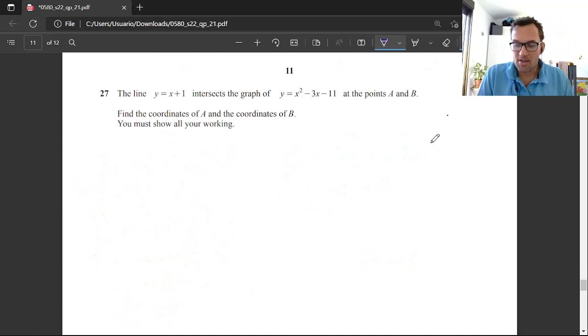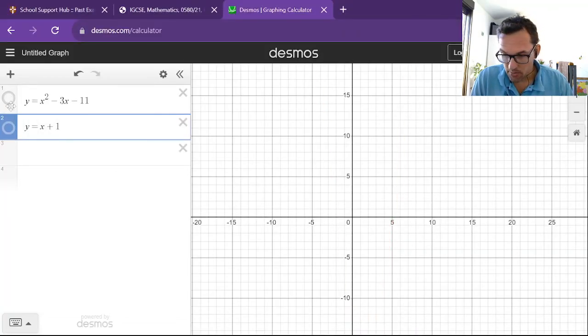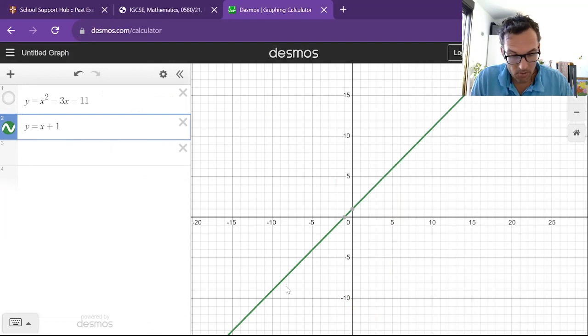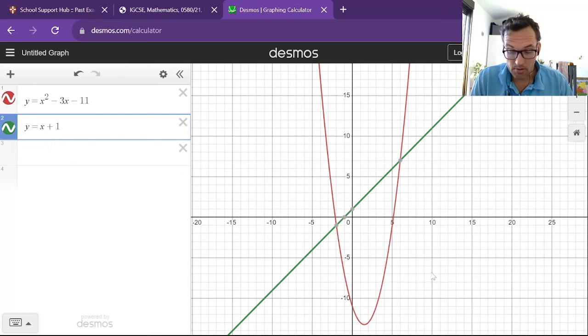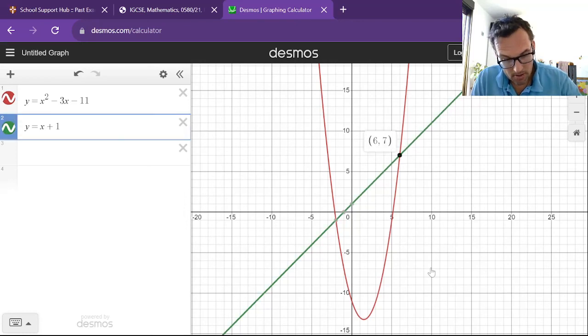And you're going to do it. Question 27, we've got a line y equals x plus 1 and a quadratic graph. So let's see what that looks like. Okay, so here we go. First of all, we've got the line y equals x plus 1. There it is. And that intersects, which means it crosses, the curve y equals x squared minus 3x minus 11. And they intersect, they touch each other in these points. There's the one point, 6, 7, and there's the other point, minus 2, minus 1. And that's the answer. 6, 7, minus 2, minus 1.